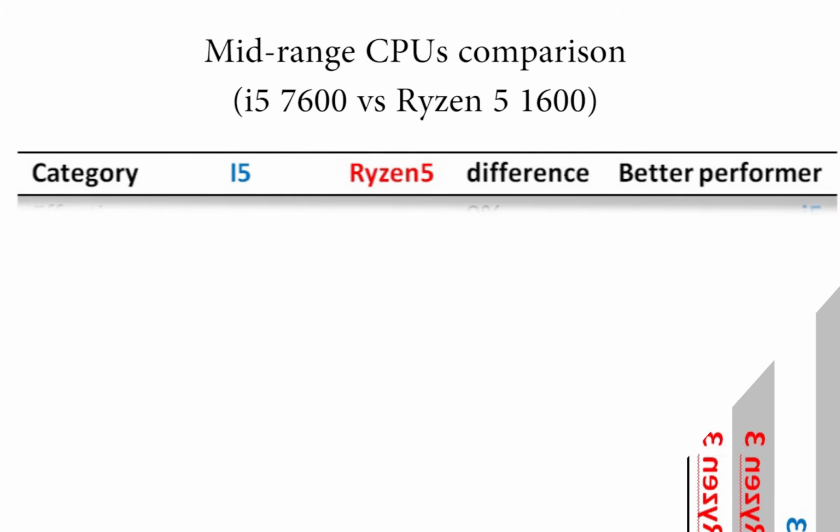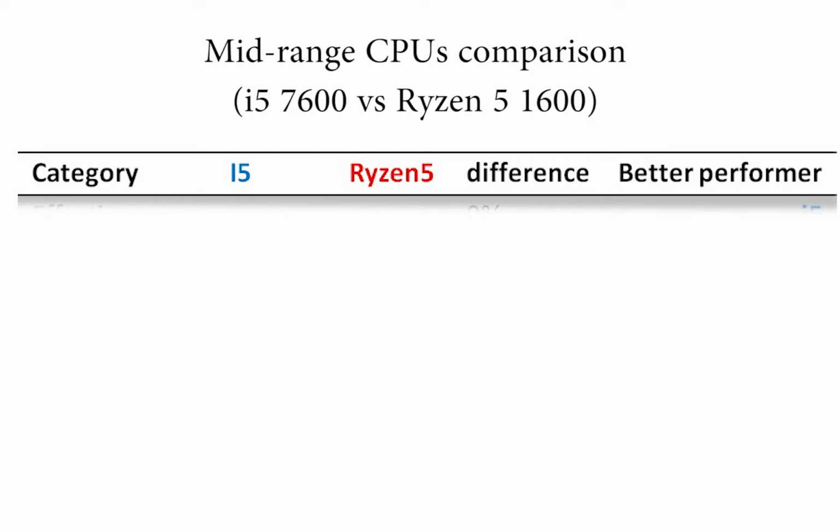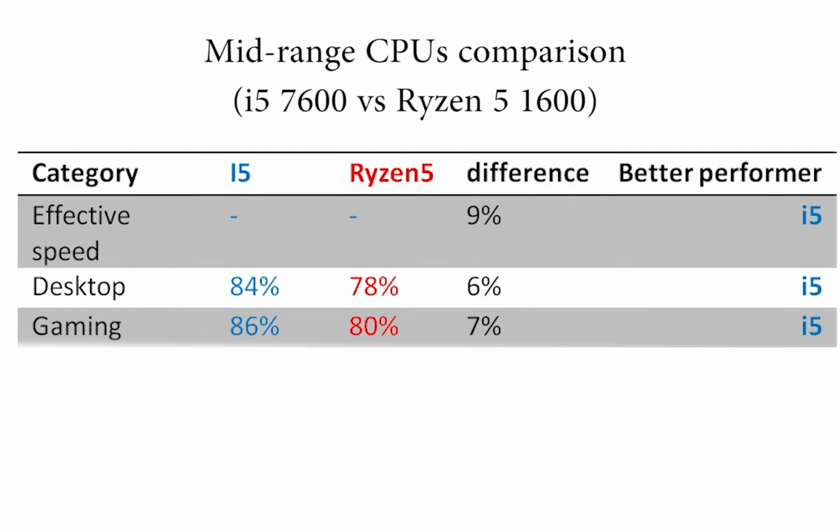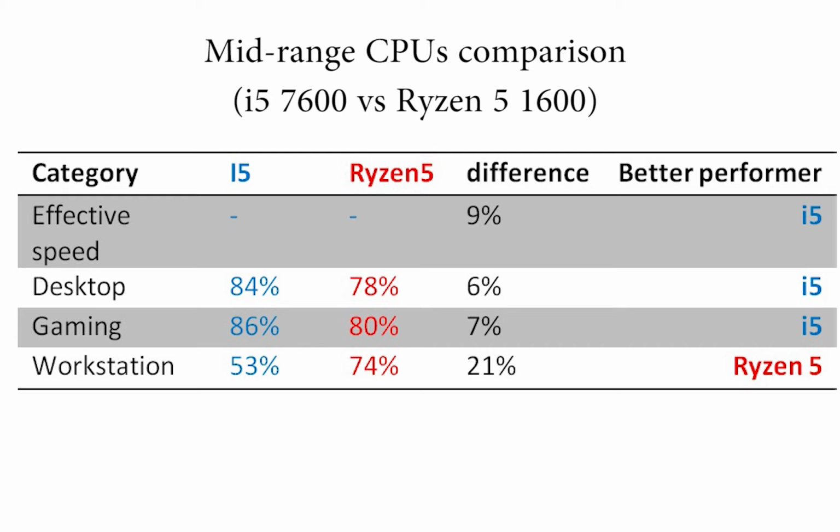Now moving on to the other pair, which is the i5 7600 and the Ryzen 5 1600. The i5 has a faster effective speed by 9% than the Ryzen 5. So a more in-depth analysis on the performance, based on this result, the gaming performance of the i5 has a 7% advantage and a 6% advantage on its single core speed as seen in the desktop category. However, the Ryzen 5 has a faster multi-core speed by 21%.